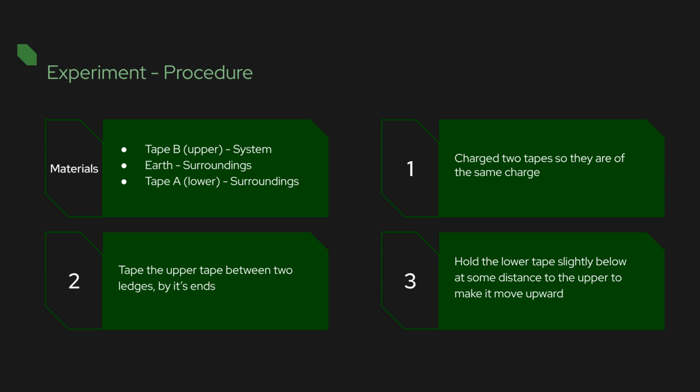Step 1, we charge the two tapes so they are of the same charge. Second, we tape the upper tape between two ledges by its ends to not dissipate any charge. And lastly, we held the lower tape slightly below at some distance to the upper to make it repel upwards.